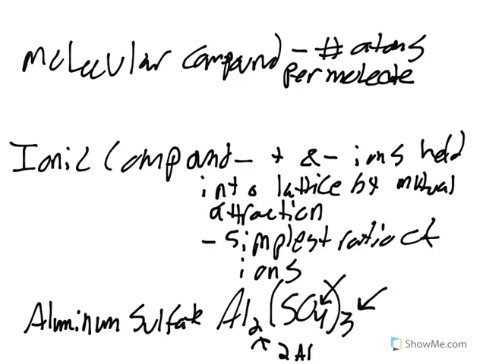So, in this particular molecule, there are 2 aluminum, 3 sulfur, and 12 oxygen, because there are 3 sulfate times 4 oxygen needed. So, 12.